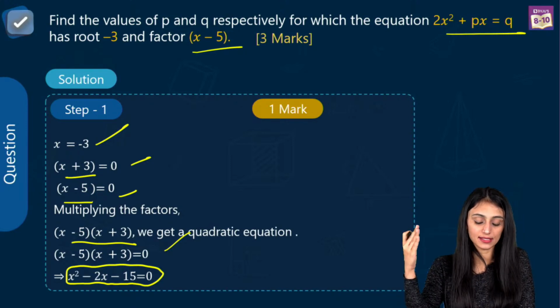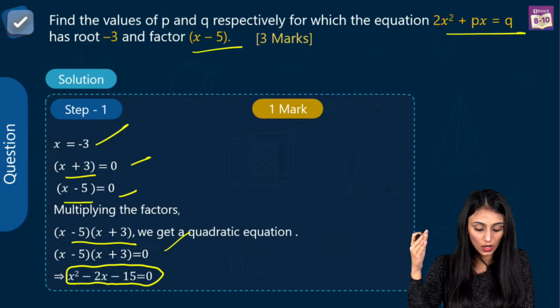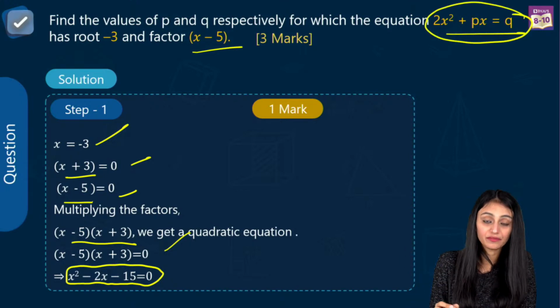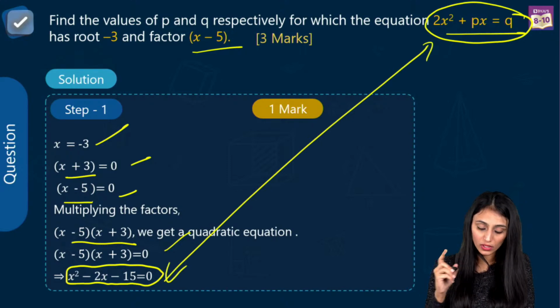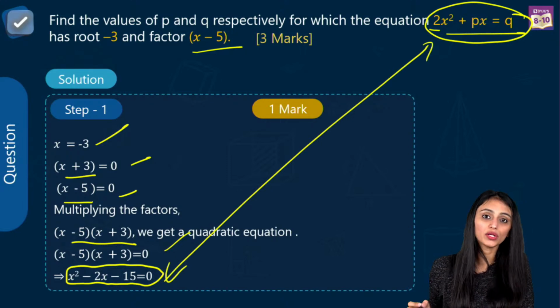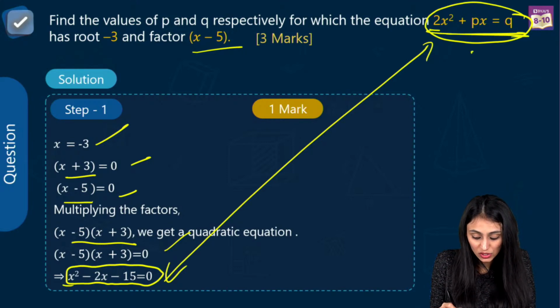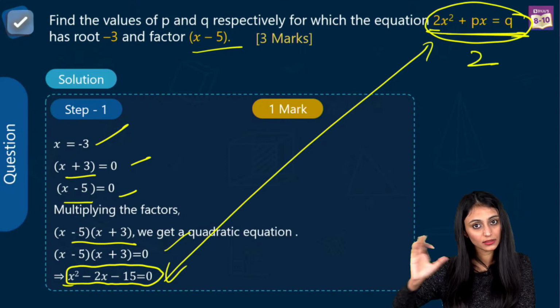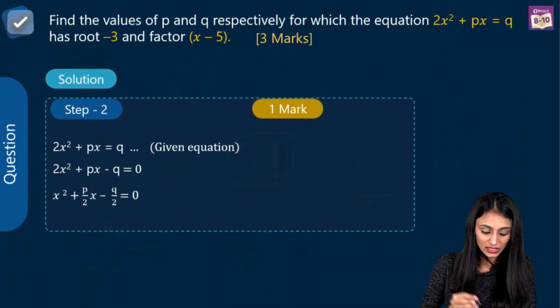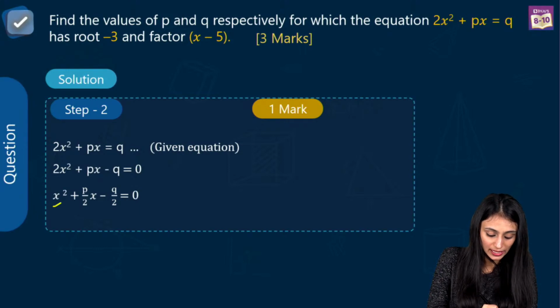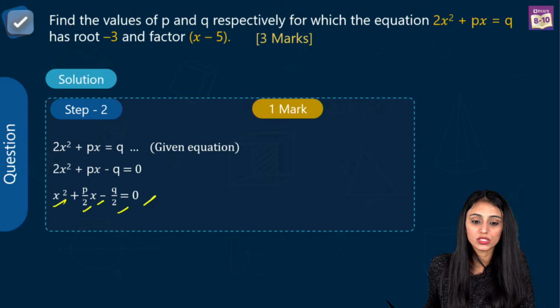Now, what should be our next step? See, we are given an equation here. I need the value of p and q. What I'll do is compare these two equations. But for comparing them, you can see that here we have 2x square, here we have x square. So in this equation, I'll divide by 2, so that it looks similar to that one. I'm simply dividing this given equation by 2. I get x square plus p by 2 x minus q by 2 equals 0. Right?